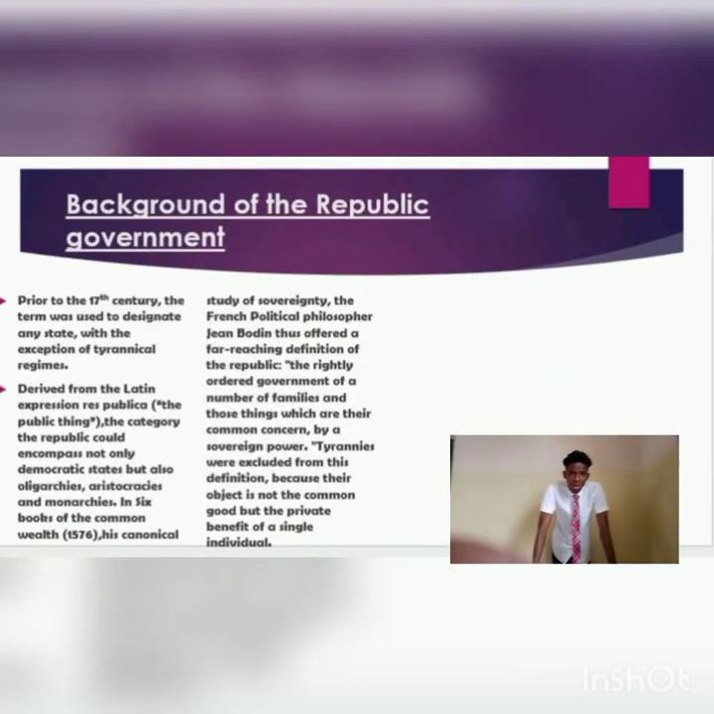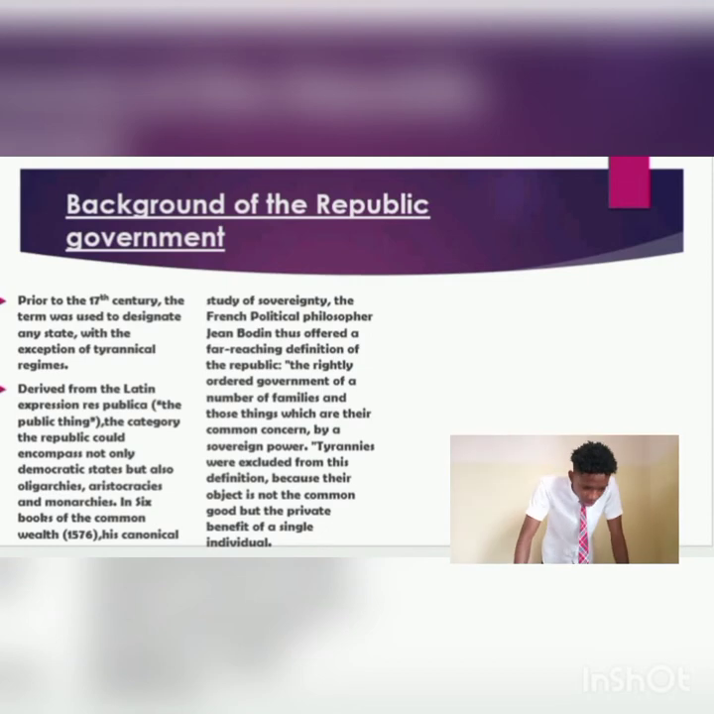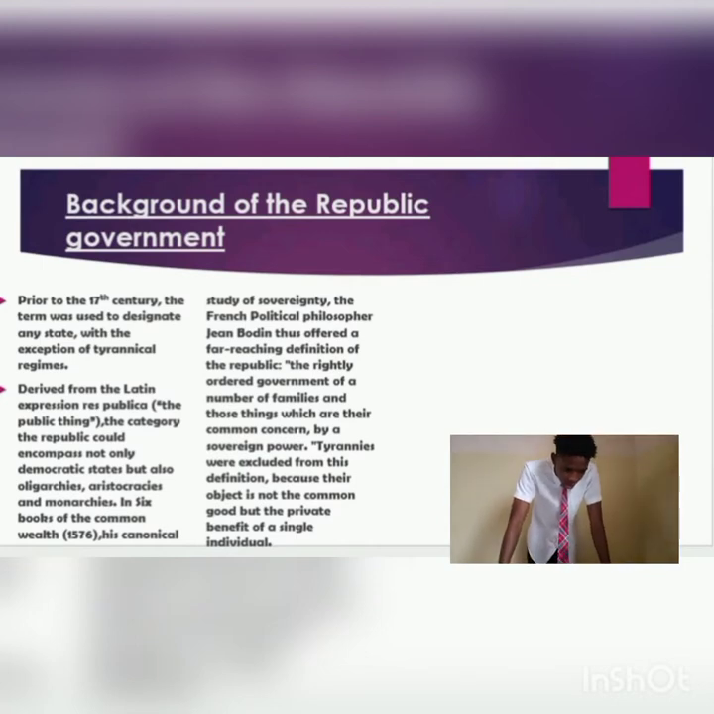Here we are now talking about the background of a republic government. The background of a republic government goes back to the 17th century, whereby the term republic was designated for any state except tyrannical regimes. It is derived from a Latin expression known as res publica, meaning the public thing. The category of the republic could encompass not only democratic states but also oligarchies, aristocracies, and monarchs.